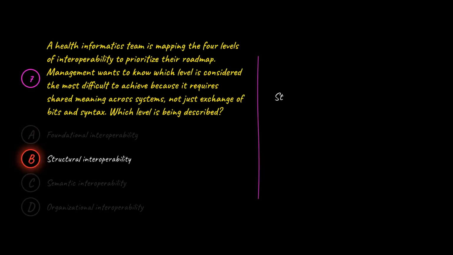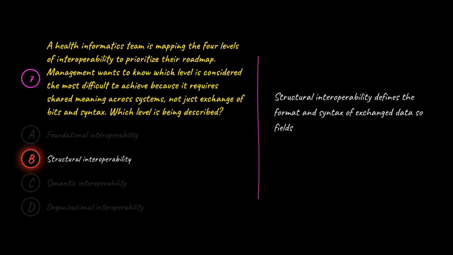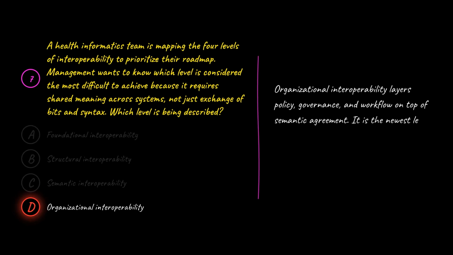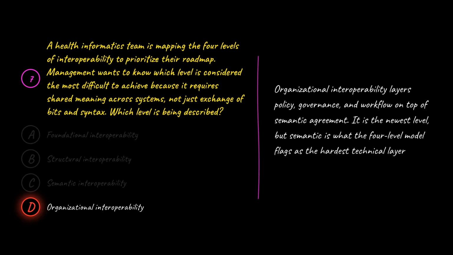B is wrong because structural interoperability defines the format and syntax of exchanged data, so fields land in the right places. Structure is necessary but insufficient for shared meaning. D is wrong because organizational interoperability layers policy, governance, and workflow on top of semantic agreement. It is the newest level, but semantic is what the 4-level model flags as the hardest technical layer to actually achieve.